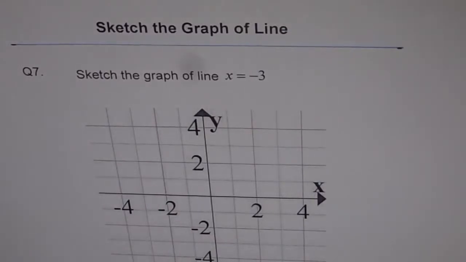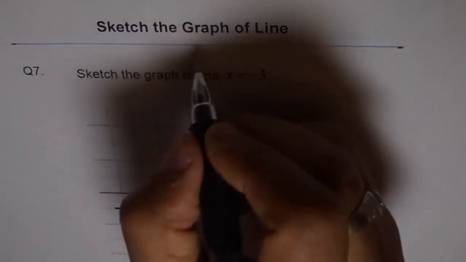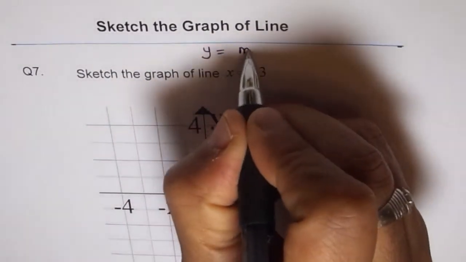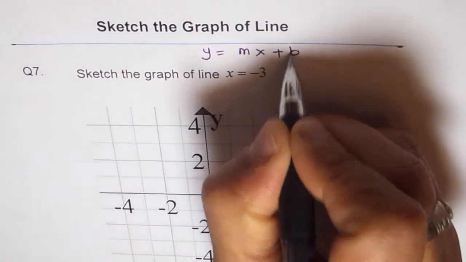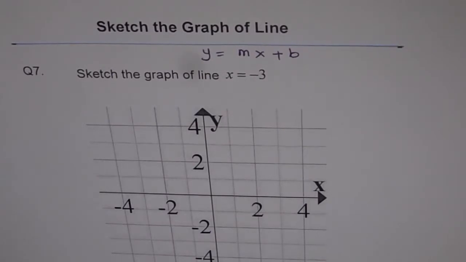Sketch the graph of line. Question 7. Sketch the graph of line x equals minus 3. Well, this doesn't look like y equals mx plus b at all. Let me write down y equals mx plus b. Well, there is no y in it. So it's kind of a different kind of equation altogether.